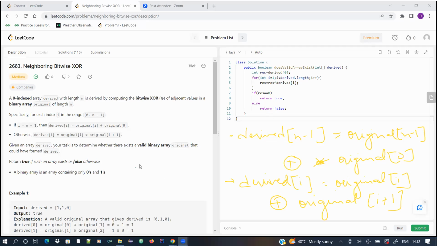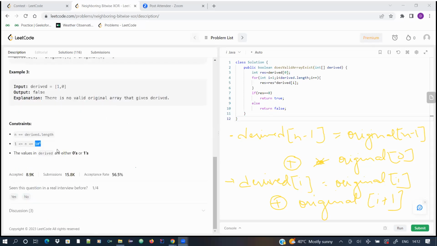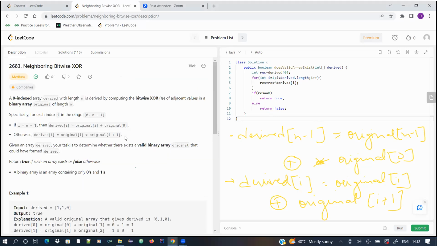And in the input, you can see there are two inputs given, and the constraint we have already seen is that n varies from 1 to 10 to the power 5. Basically we need to return only true or false, that whatever derived array we are given, is it a valid binary array or not. This is the question, and let's first understand how the XOR operator works, then we will solve this question.